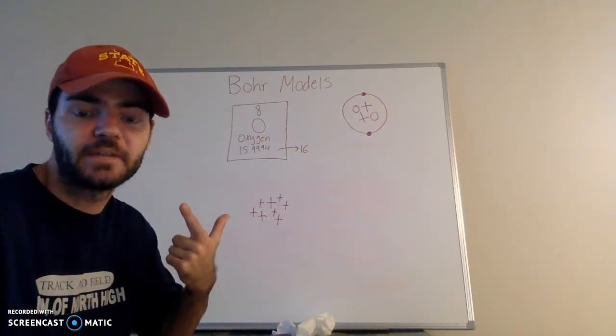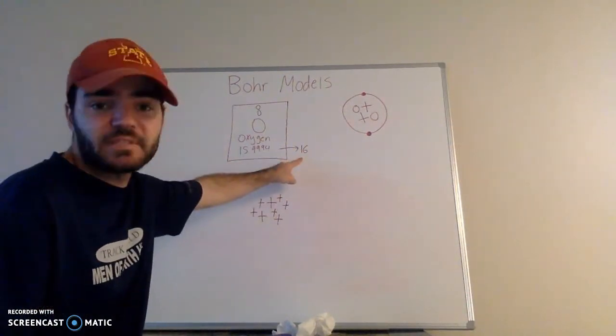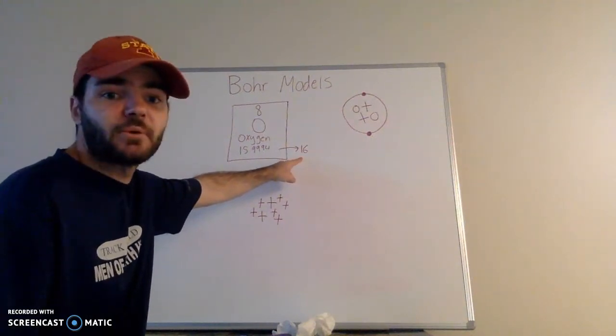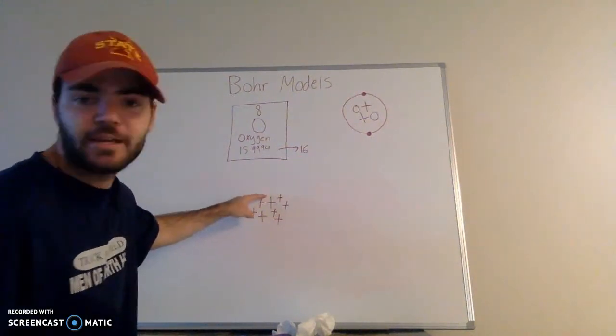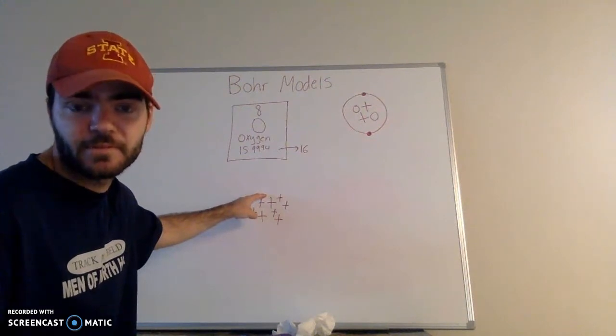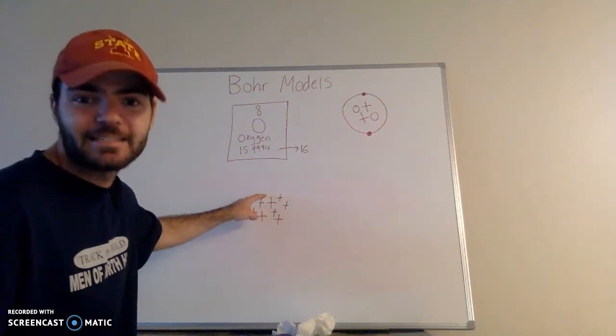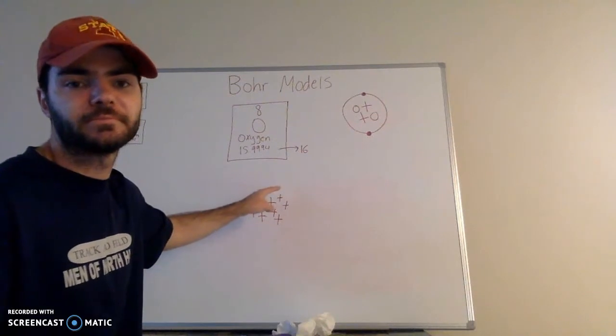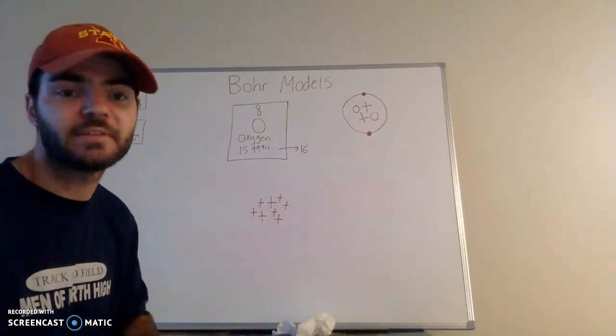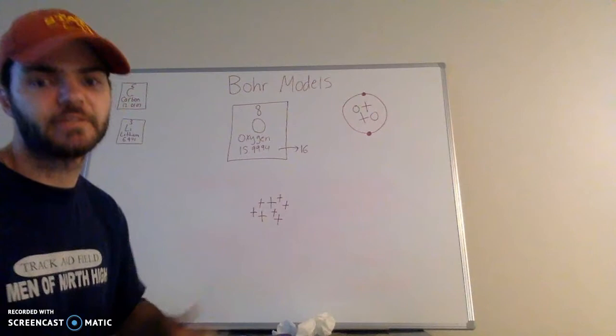What our atomic mass is, it's basically the amount of protons and neutrons that we have in the nucleus. Right here it tells us that we're going to have 16 protons and neutrons total. Well, if I look at my picture, I already have 8 protons. So what do I have to add to 8 to get to 16 total? Well, 8 plus 8 is 16, so that means I'm going to have 8 neutrons.